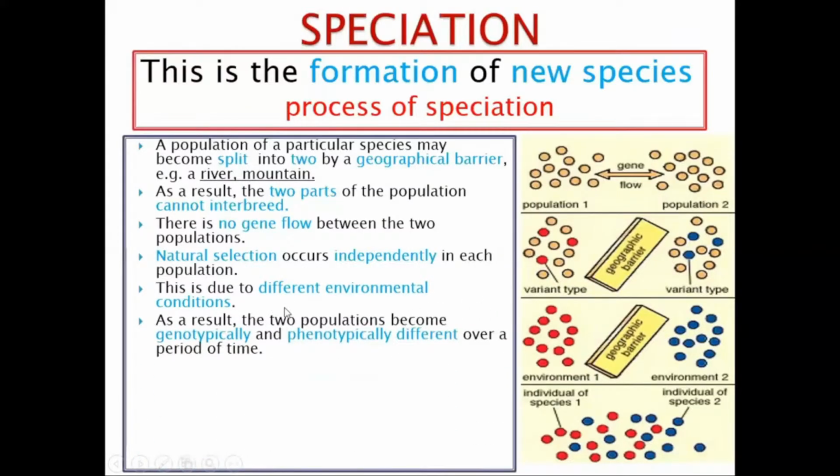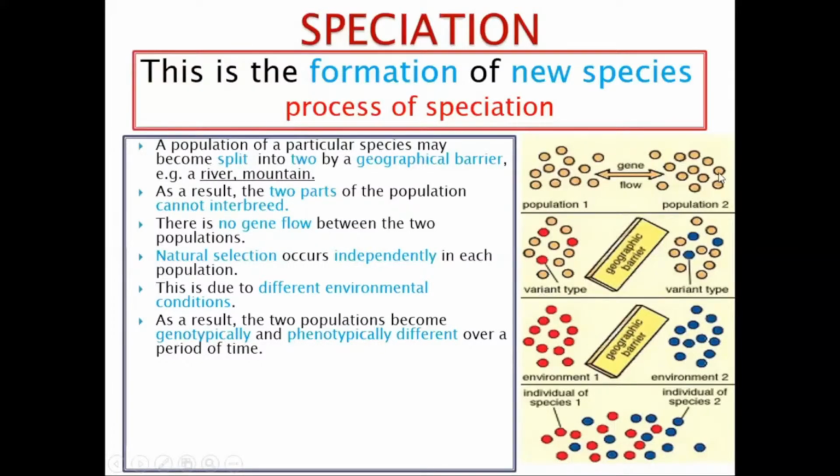And then as a result, the two populations become genotypically and phenotypically different over a period of time. So as many generations pass, due to this geographical barrier, they cannot interbreed. They start to change, and then these ones will be wiped out because they're not being favored by the environment. The red one will survive. Also, these ones will be wiped out. The blue one will survive, and after so many generations, you'll find out that they become different genetically, in terms of genes, and phenotypically, the way you see them, different colors now.